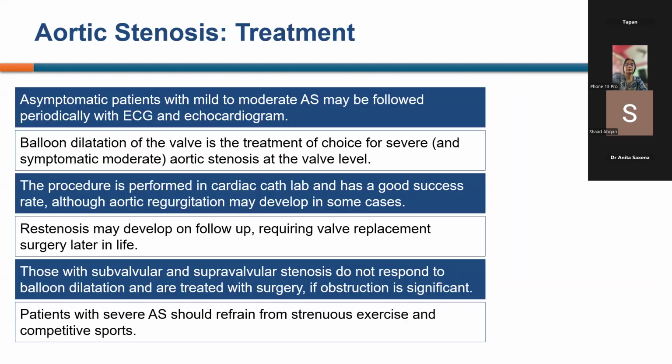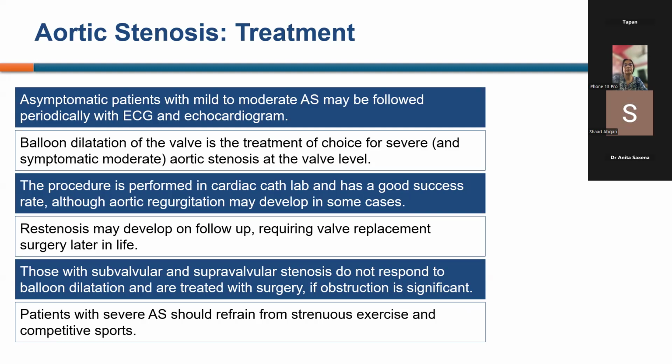How do you treat aortic stenosis? Again, if you're talking about mild to moderate valvular stenosis, we can follow them up. We can periodically call them for ECGs and echoes. But if it is severe, that means peak gradient, mean gradient being more than 40, you should go for a balloon dilatation. Sometimes even for moderate AS, we go for balloon dilatation as long as the patient is symptomatic.